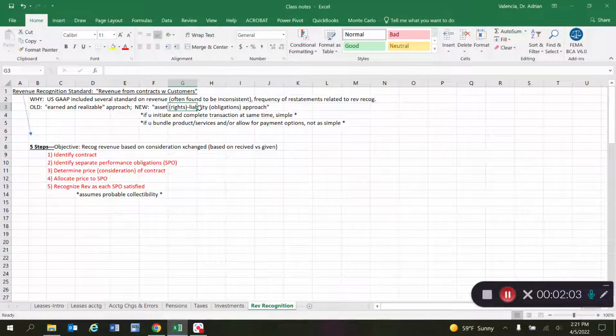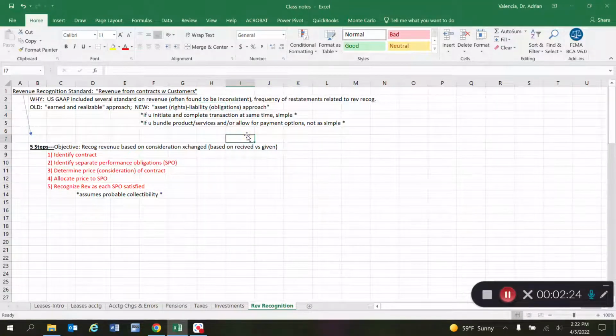And the same thing here with the obligations. Any obligations that arise from a contract, that's what we owe, or the liability that we have from that particular contract. So instead of looking at it from an earned and realizable approach, the new revenue standard is looking at it more from an asset and liability approach.